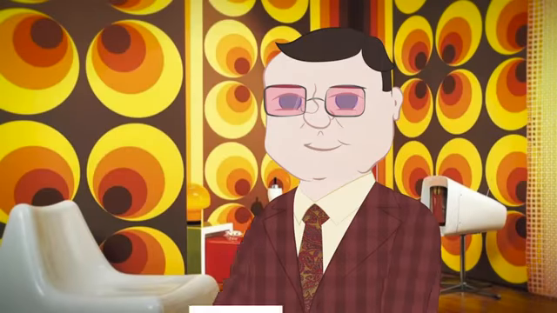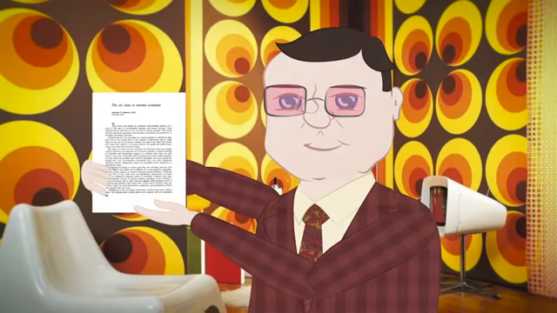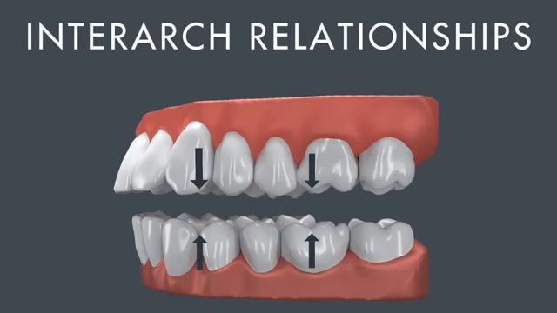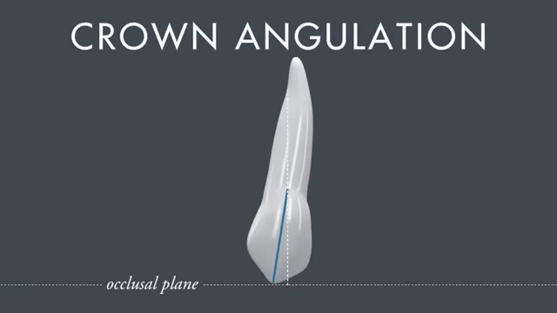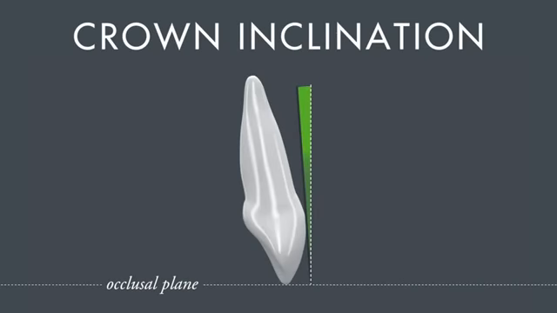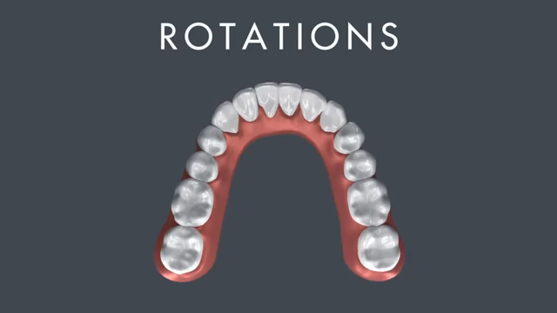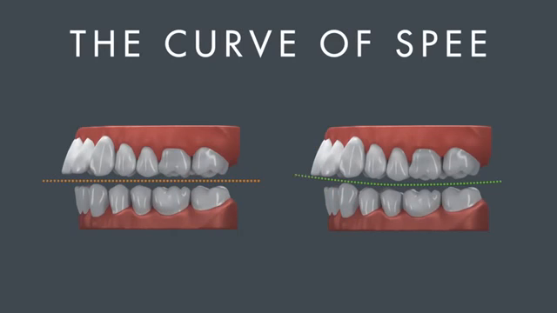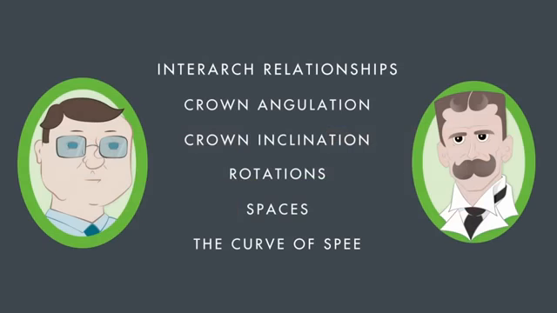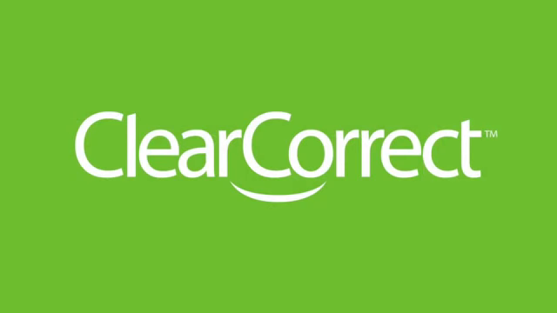Dr. Andrews expanded upon this to create the 6 keys to normal occlusion. Interarch relationships: molars and canines should be Class 1. Crown angulation: crowns should tilt mesially. Crown inclination: crowns should tilt facially. There shouldn't be any rotations. There shouldn't be any spaces. And the curve of Spee should be flat or slightly concave. Evaluating these aspects of your patient's occlusion can help you identify dental problems. And that's what we're going to discuss in our next video.